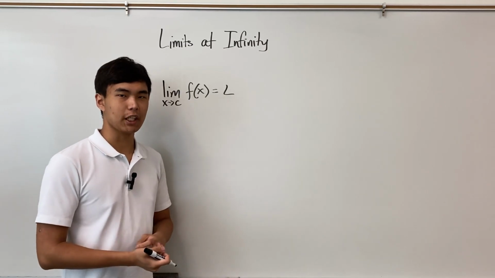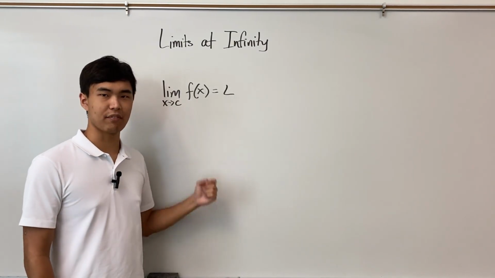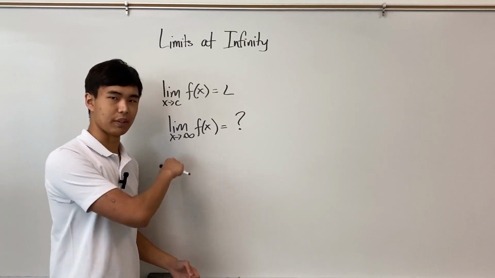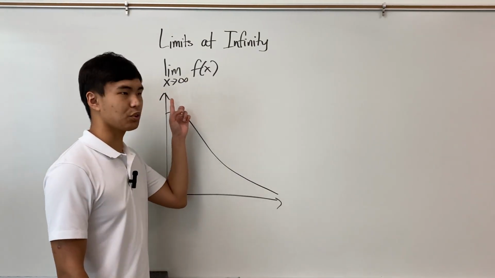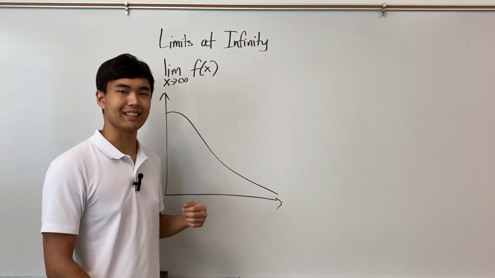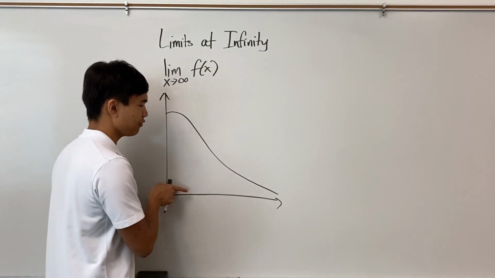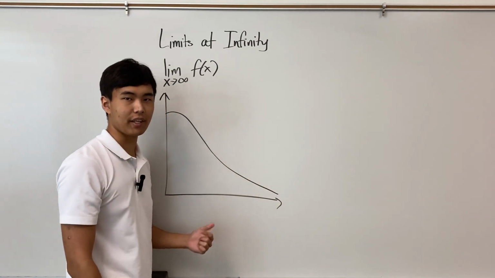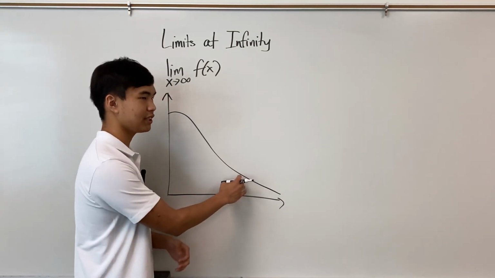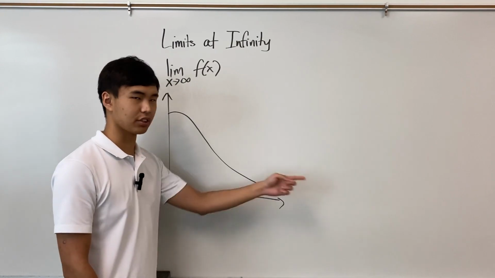So far, we've just been talking about limits where x approaches a finite value. But what happens when x goes to infinity? So the limit as x goes to infinity of this function can also be thought of as the end behavior of the function. So this is asking, what happens as we move further and further along the x-axis to the right? For example, let's just say that this function decreases forever to 0 as x grows larger and larger.